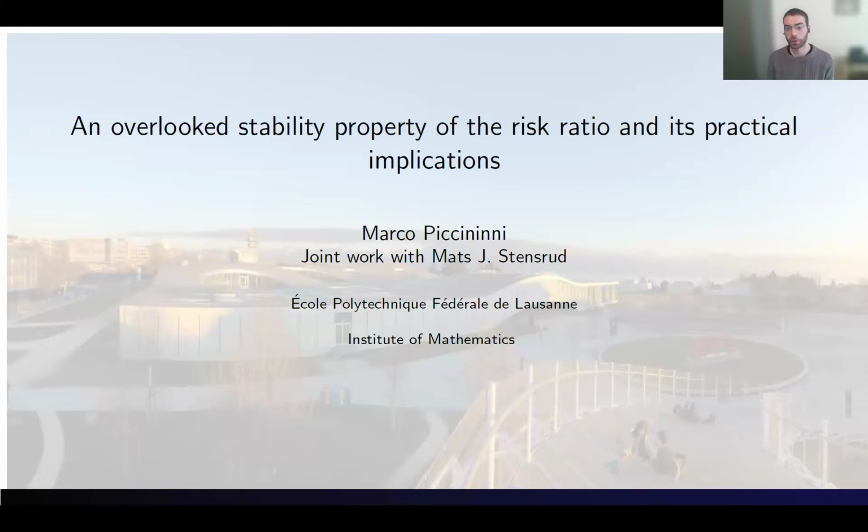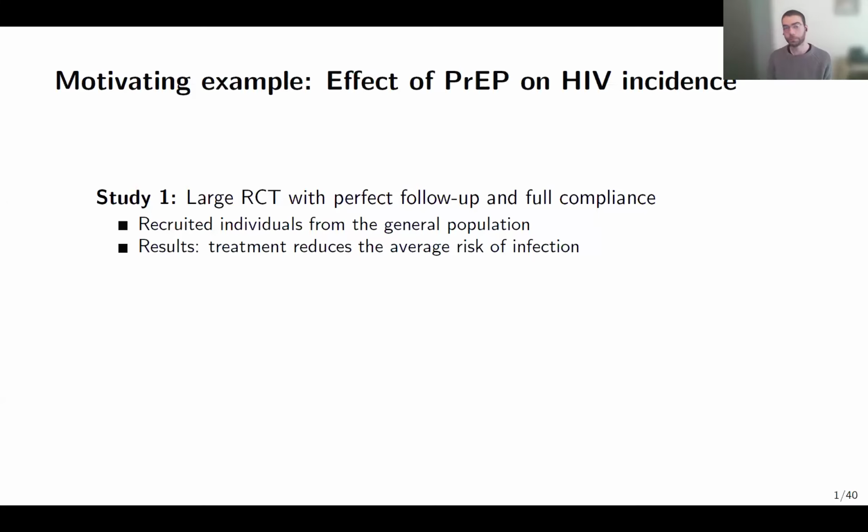Yes, so I will present today a joint work with Matt Stensrud about stability property of the risk ratio, and I will talk a bit about what are the possible practical implications of this. So let's start maybe with a motivating example. Imagine you have a researcher who is interested in studying the effect of pre-exposure prophylaxis on HIV incidence. So the researcher decides to conduct a randomized trial. Imagine it's a very large trial, perfect follow-up, perfect compliance. And so the researcher randomizes individuals either to pre-exposure prophylaxis or a control. And then he follows the individuals for some time, let's say 1 year, and looks at the number of HIV infections in one group compared to the other group.